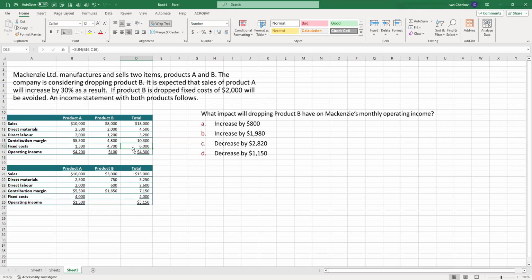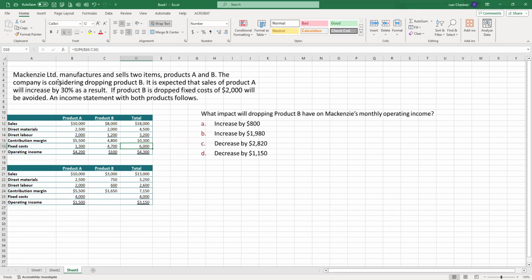Where is my cost right now? The fixed cost was previously 1,300 after dropping the product B. Sorry? Say that again? The fixed cost was 1,300 after dropping the product B. Do you understand?